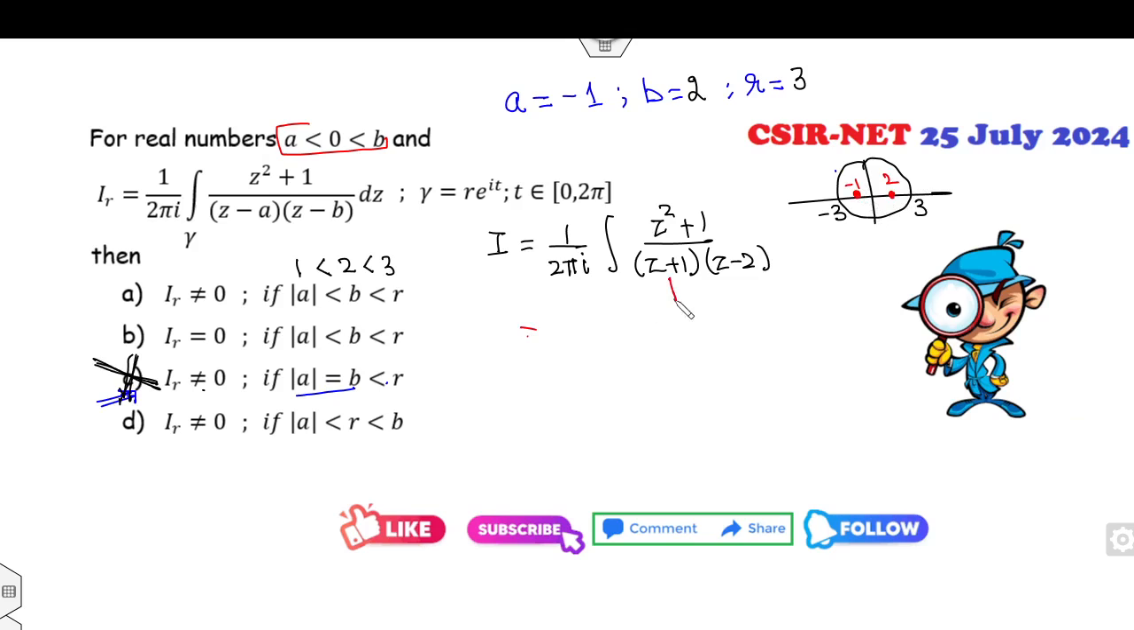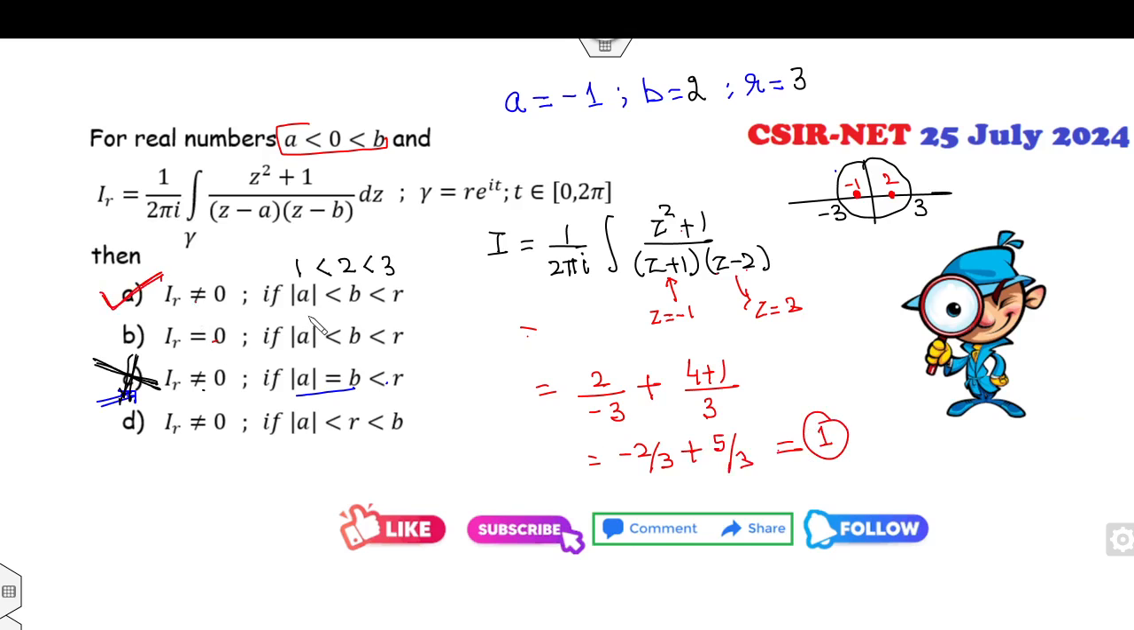So what is the residue for this case? I can substitute z is -1. What is the residue of this? 1 plus 1, 2, over -3, plus for this case, I can substitute z is equal to 2: 4 plus 1 divided by 2 plus 1, 3. So that will be -2 over 3 plus 5 over 3. That is 1. So he said non-zero, correct option. Is it satisfied? 1 less than 2 less than 3 satisfied. It is not 0, wrong option.